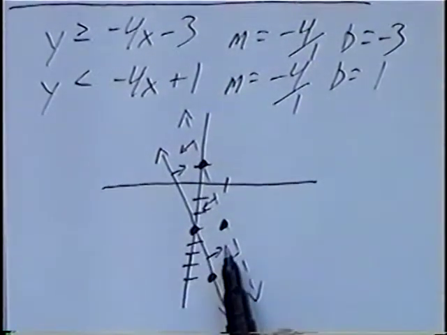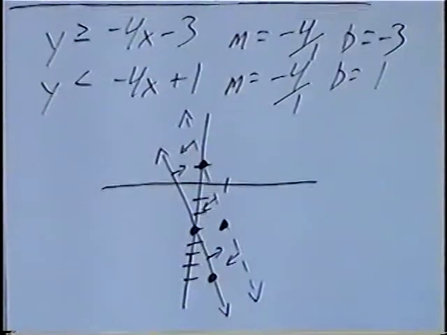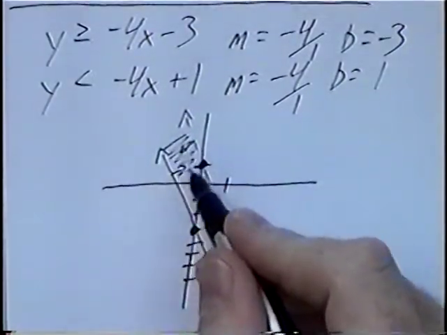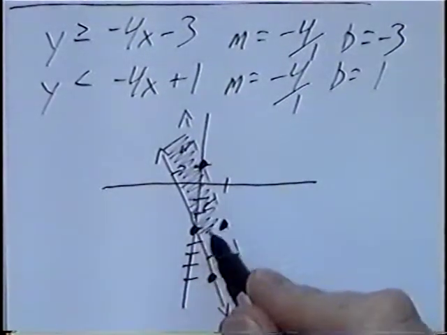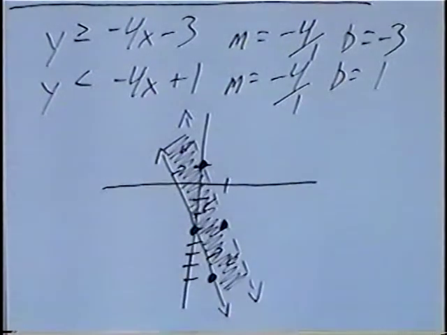Since we want everything bigger than the first line and smaller than the second line, the common area is everything that's in between the two lines. And that would be the graph for the inequalities.